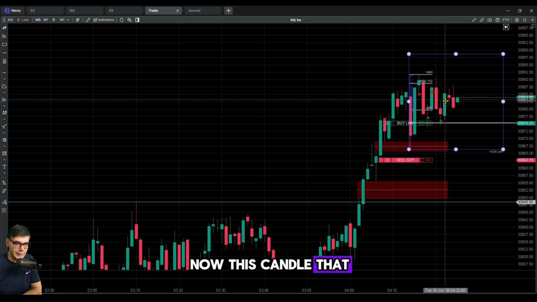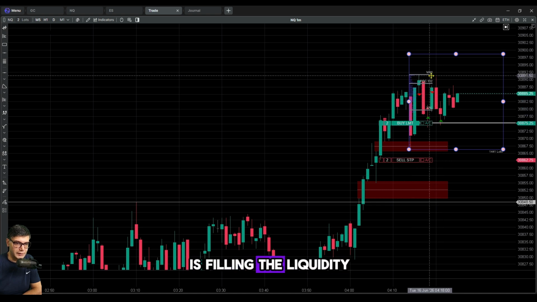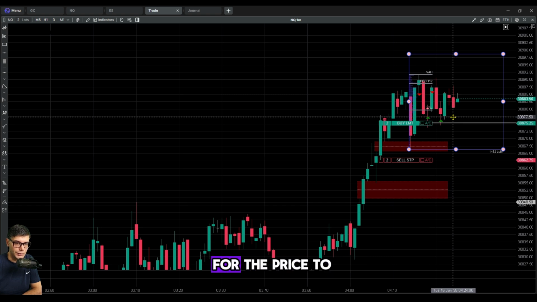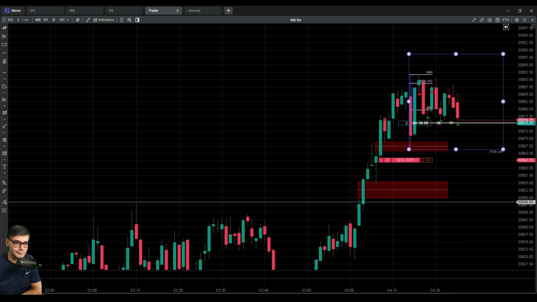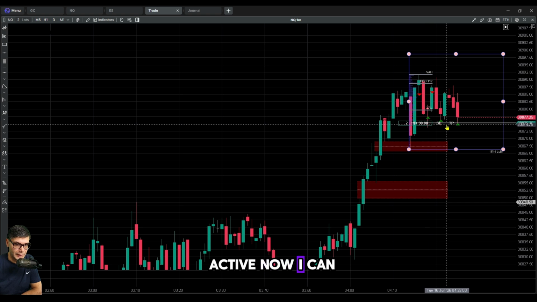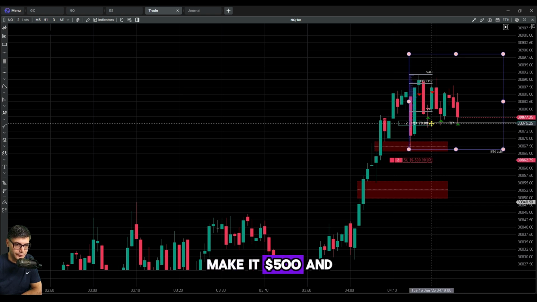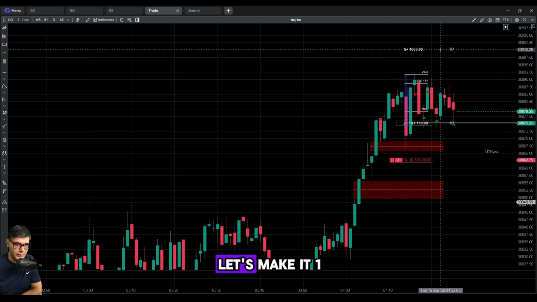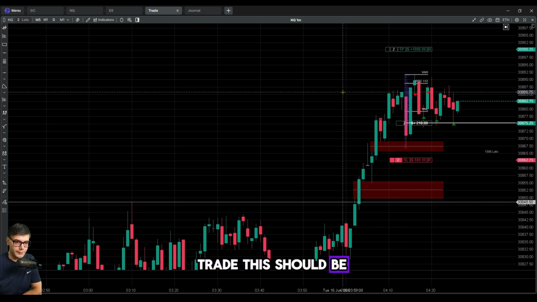Now this candle that closed bullish is filling the liquidity above these highs, and eventually there's a high probability for the price to break higher and make a new high. If that order is active, now I can move the stop below this low, make it $500, and as the profit, it should be at least $750. Let's make it 1 to 2, 200% return on this trade. This should be a good trade.